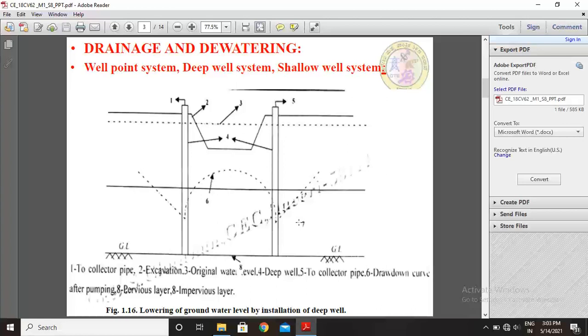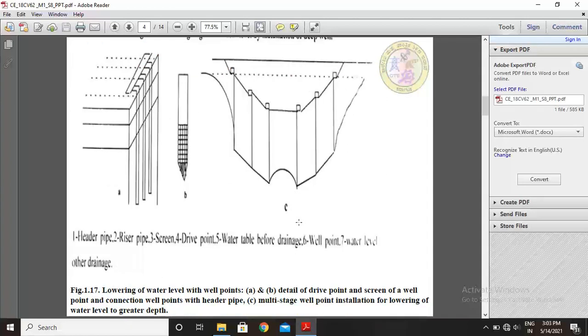Installation: for well points, it proceeds along with excavations, installed by jetting or hammering. For deep wells, installation is similar to that for tube wells. One well takes a few days or weeks to install. Cost: well points are relatively economical down to 15 meter depths, but deep wells are economical beyond 15 meter depths. So these are the comparisons for well points and deep wells.